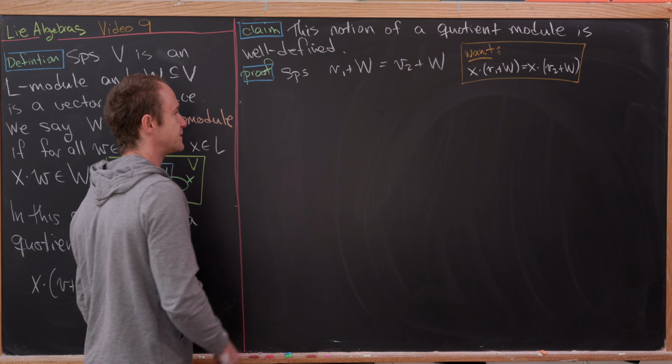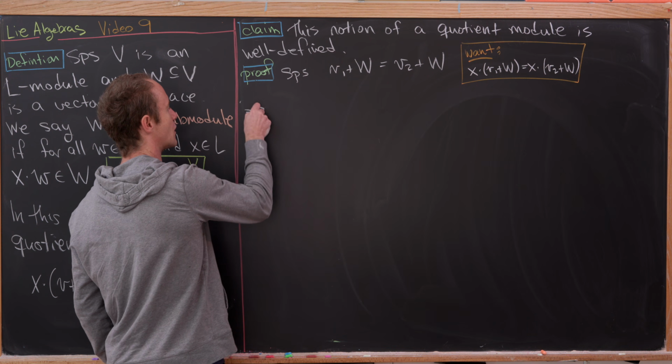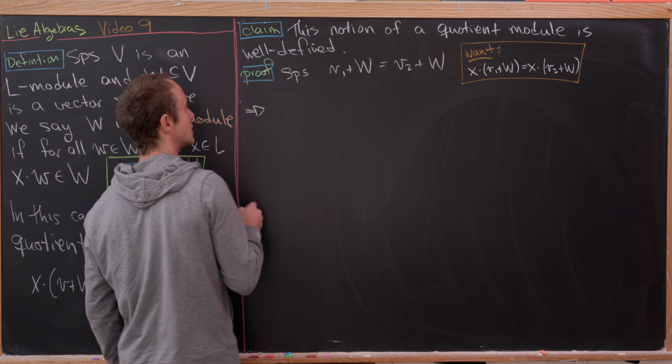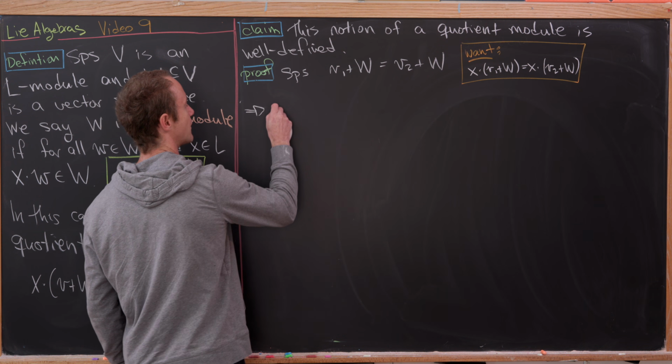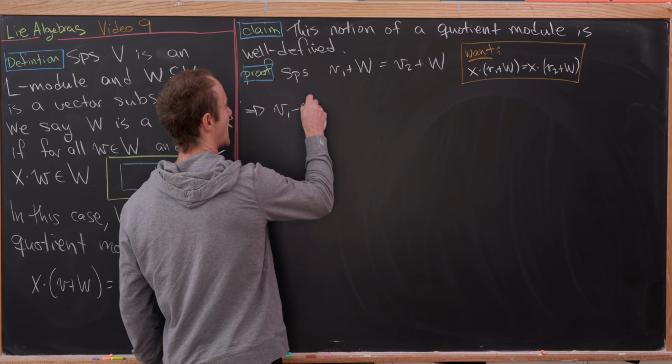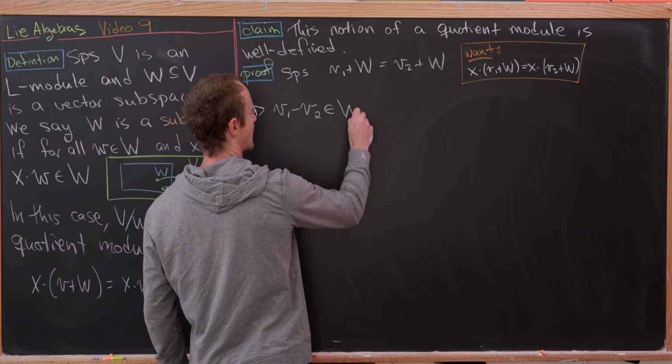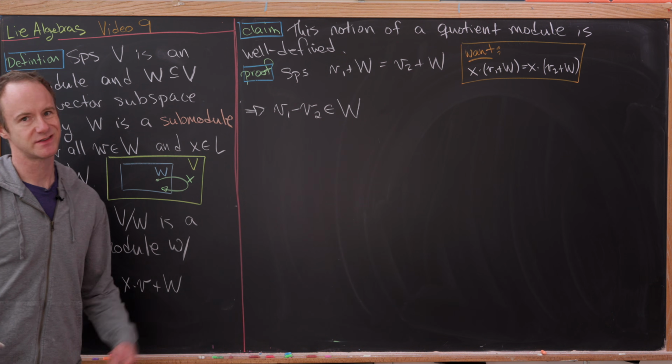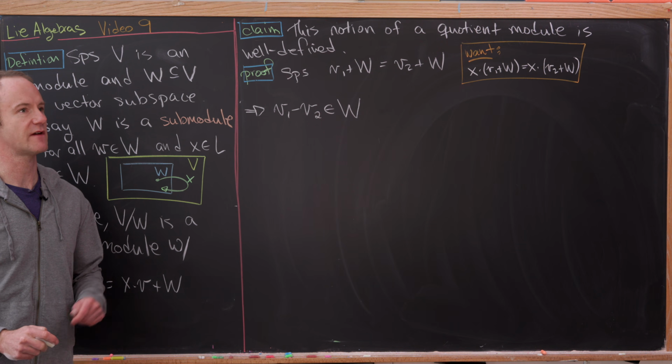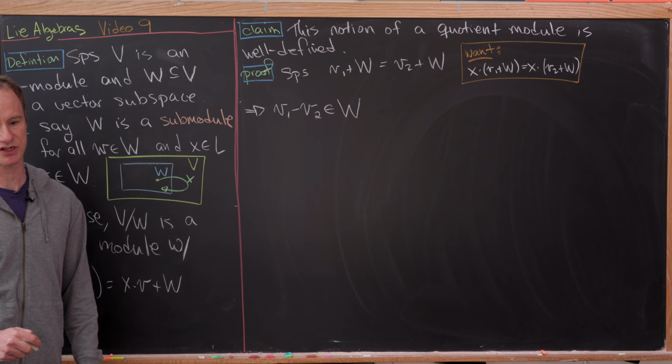Okay, great. So now by coset equality, we know that these two cosets are equal if and only if v1 minus v2 is an element of W. That's something that you most definitely learned in a standard abstract algebra class.